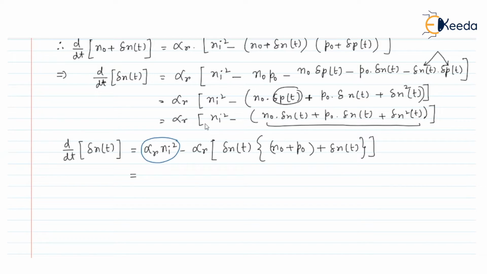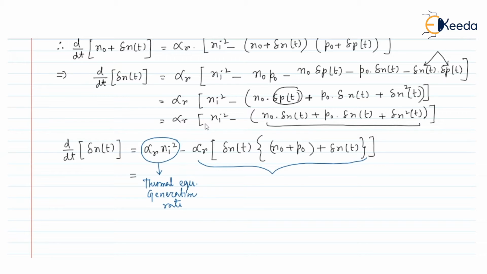From this equation, we can say this first part will give the thermal equilibrium generation rate. But this second term, that is αr into δn(t) into (n0 + p0 + δn(t)), this second term gives the excess carrier concentration generation rate.